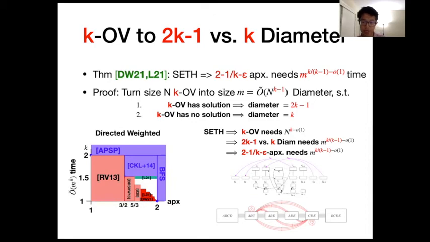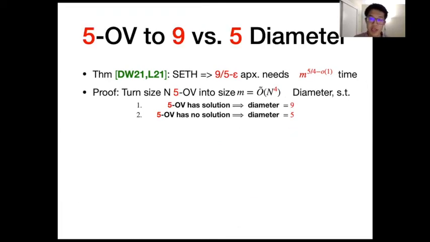These two works use 2 different proofs, and I'll talk about one of them. So to illustrate the construction, let's look at the case for k equals 5. Here we want to turn a 5 OV instance into a size n cubed diameter instance with this gap of 9 versus 5. So to start, we'll show a slightly different construction where we'll turn our 5 OV instance into a diameter instance where the ST diameter has this gap of 5 versus 13.